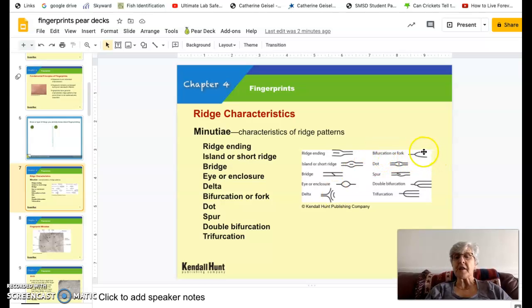This is a bifurcation or a fork. A dot is just that. A spur is a little tiny line extending. A double bifurcation means it forks once and then one of those forks forks again. And then a trifurcation goes into three different forks.